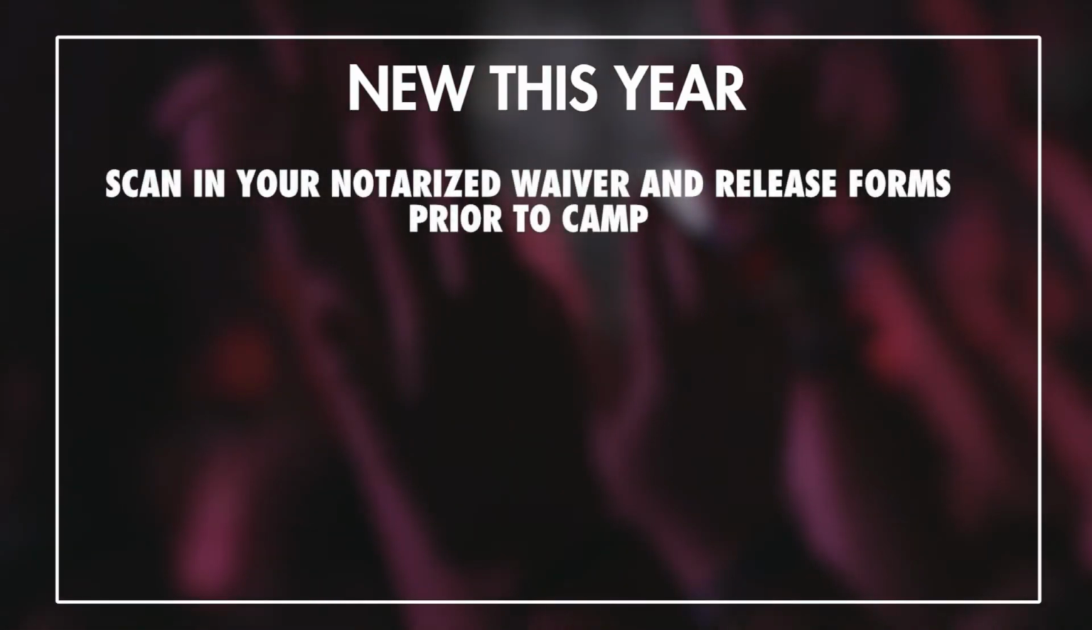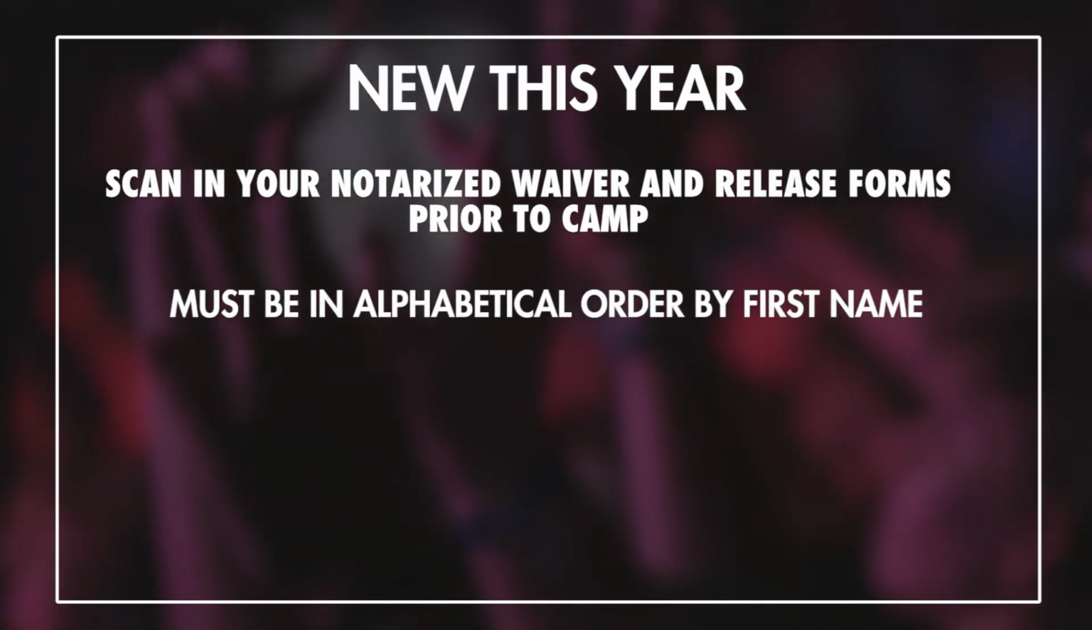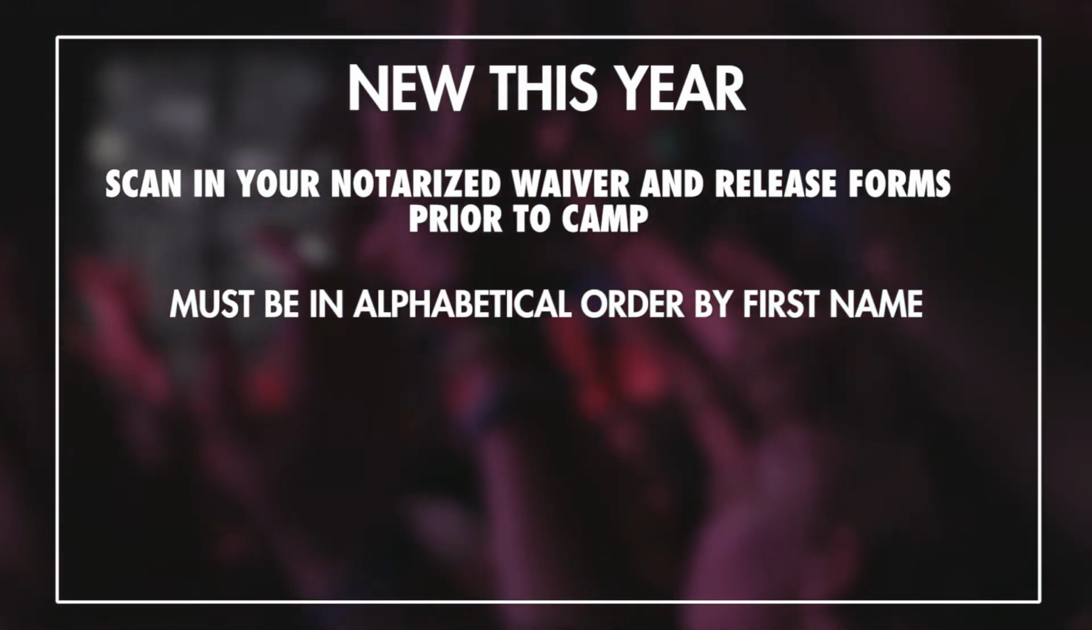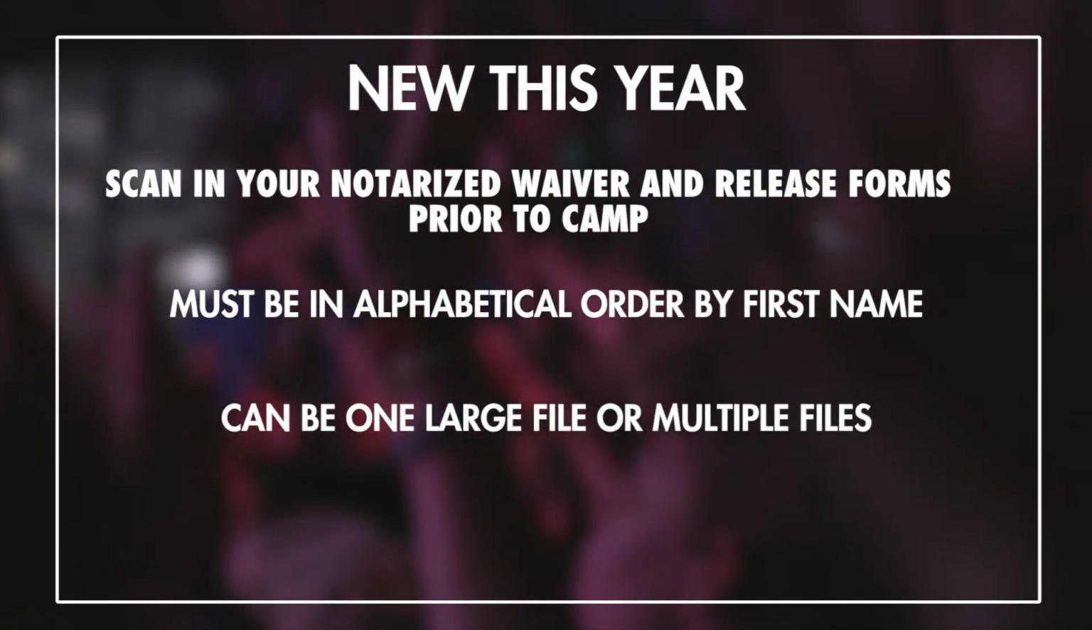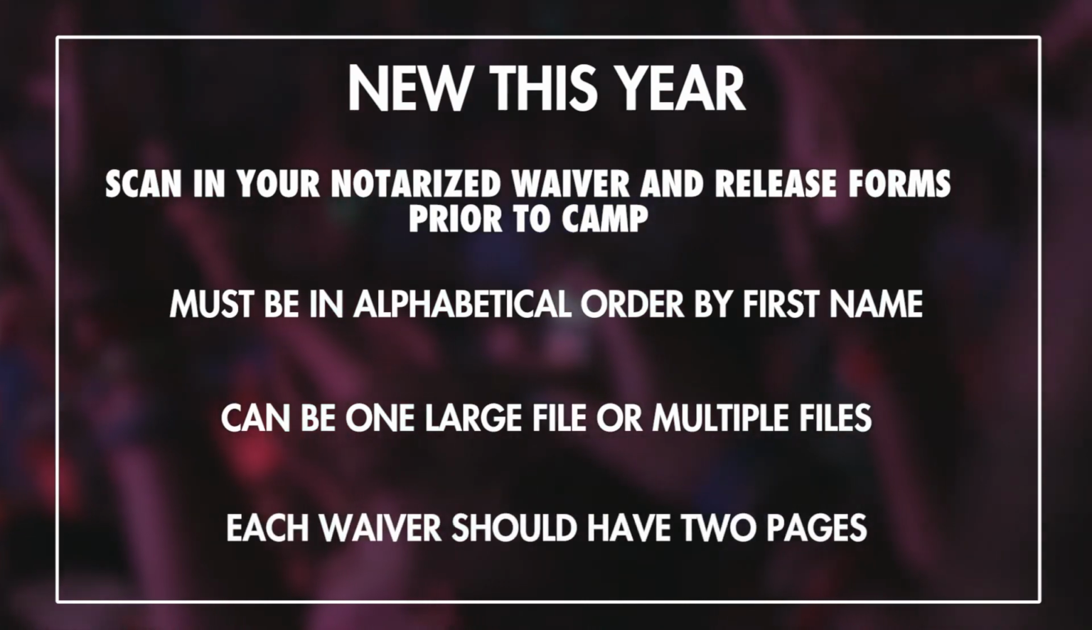We are excited to announce that this year you can scan in your notarized waiver and release forms prior to camp. Scan them in alphabetical order by first name and drop them into the waiver folder inside your camp folder link. It can be one large file or multiple files depending on what is easiest for you. Remember, each waiver should have 2 pages. A Google Sheets app is also available for smartphones, so you can access the link on the go.